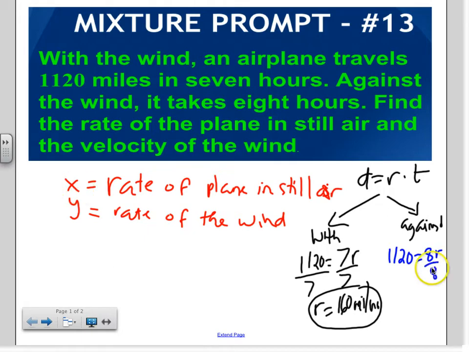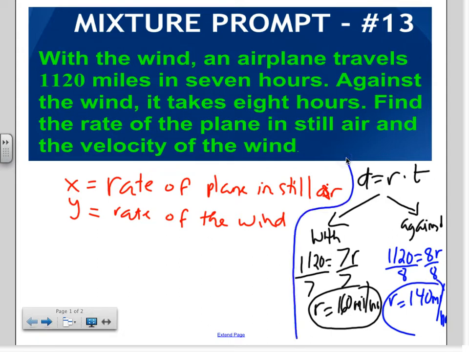So divided by 8 on both sides, what is the speed? 140. 140 miles per hour. So you're probably going to ask, why is it so important that I find the rate? First of all, it has to do with how planes respond in the air, with the wind and against the wind.